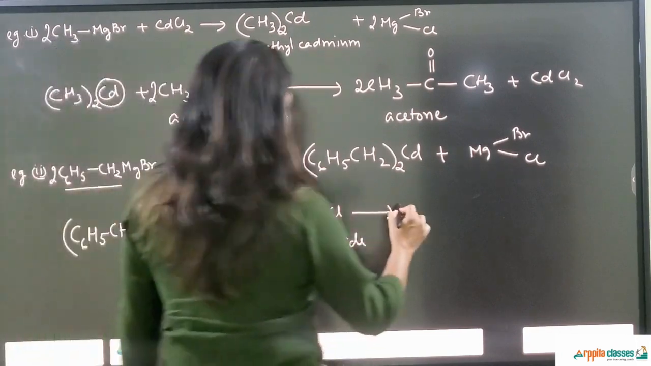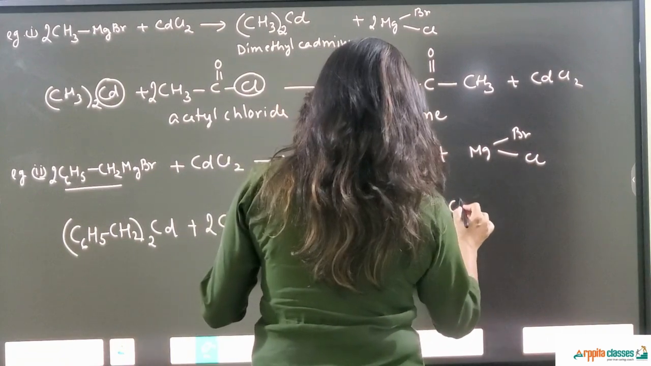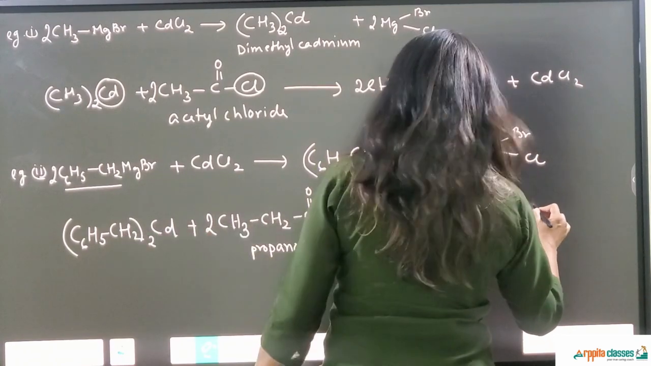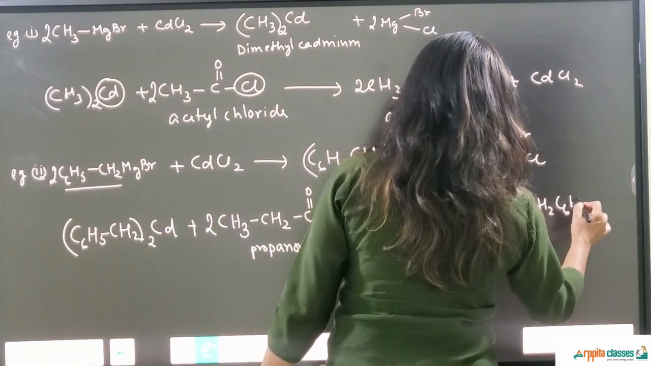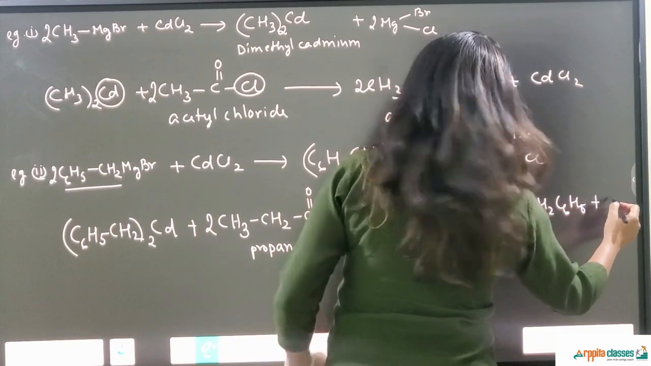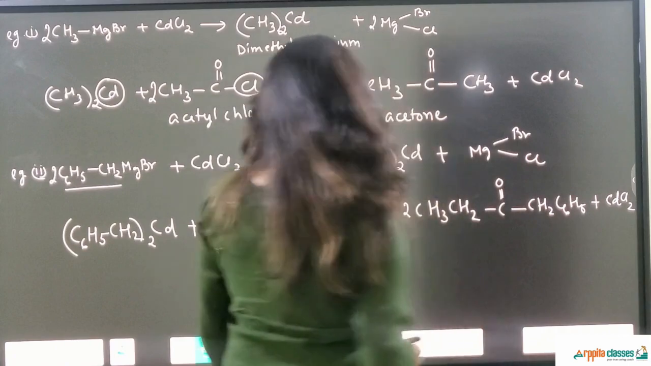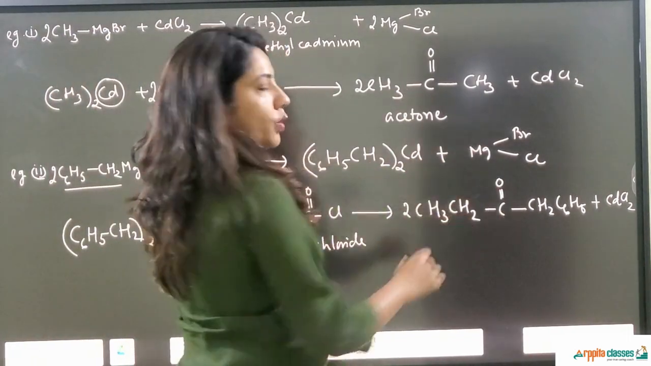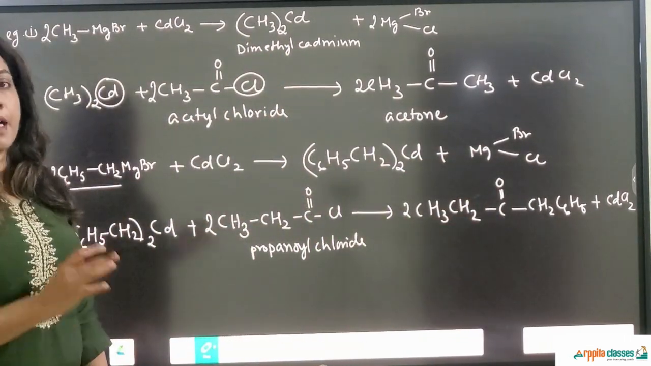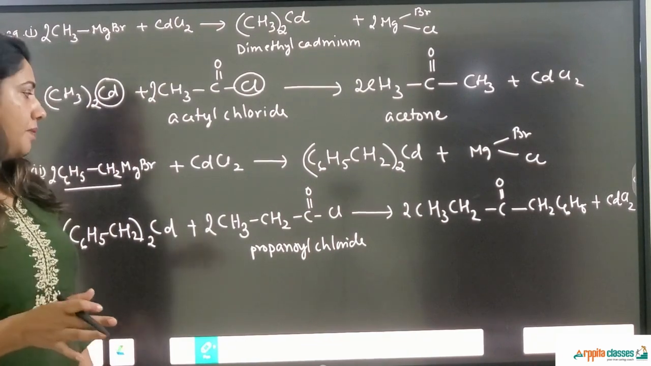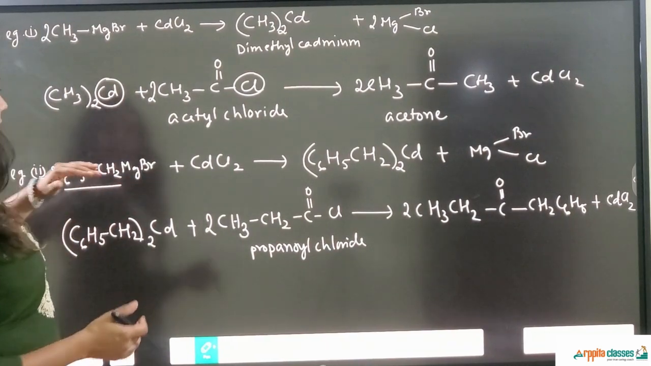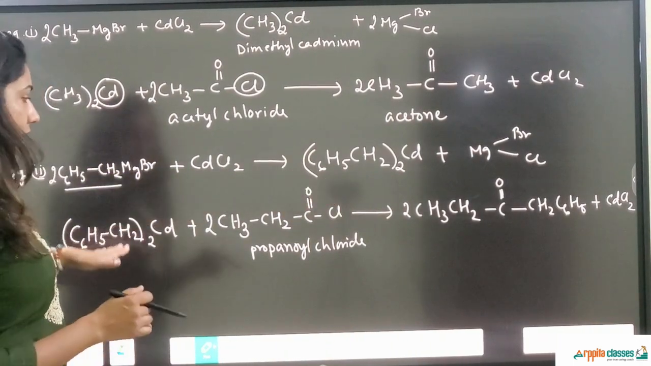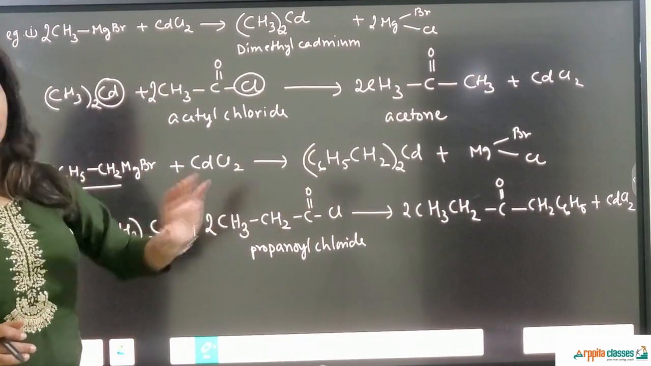You take 2 molecules of this, will be 2CH3CH2C double bond O. Okay, and then this will get added CH2C6H5 plus the other product is CdCl2. So this is how we can prepare ketone. Here in this case we are getting ketone from dialkyl cadmium. That's the reagent. Okay, and dialkyl cadmium, how we are preparing? From Grignard reagent and CdCl2. First we are getting dialkyl cadmium, and then that is reacting with the acyl chloride to give you ketone.